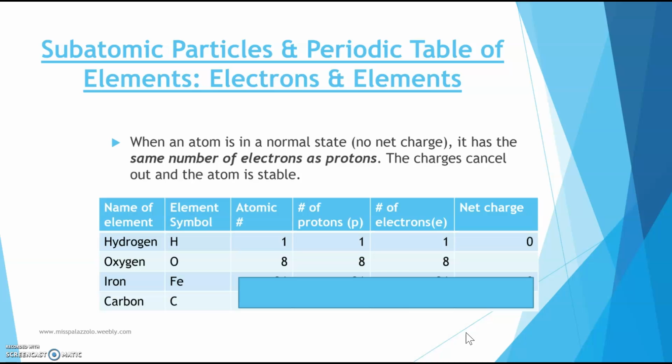The atomic number of iron is 26, so it has 26 protons, and you can determine the number of neutrons by taking the atomic mass and subtracting the number of protons. Your net charge is then 0. Same with carbon.